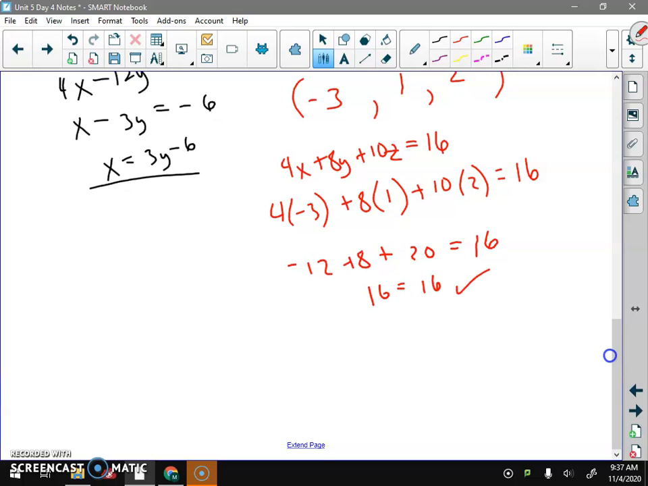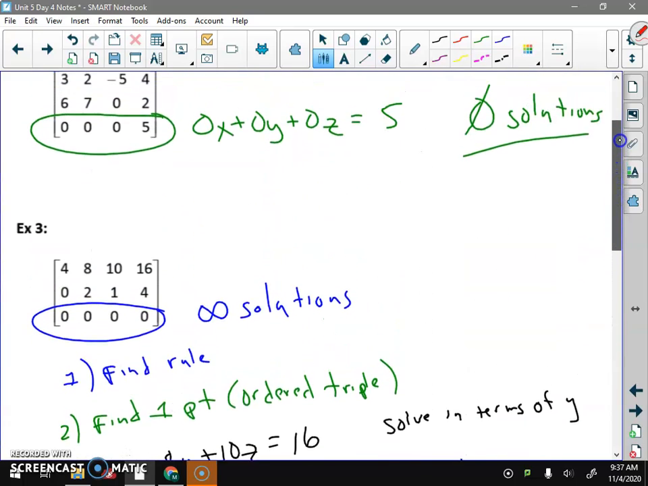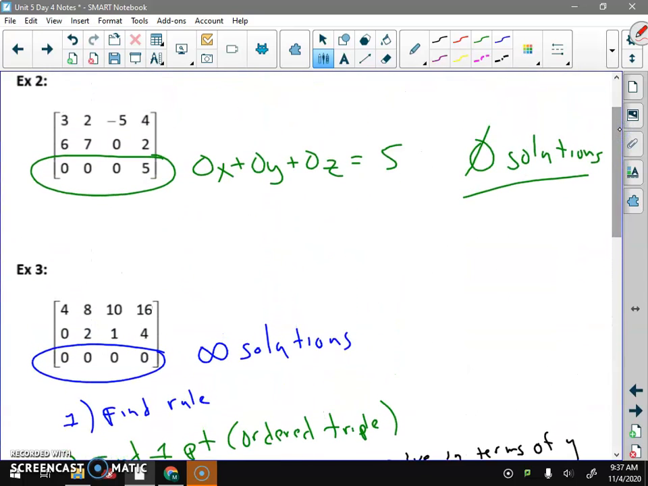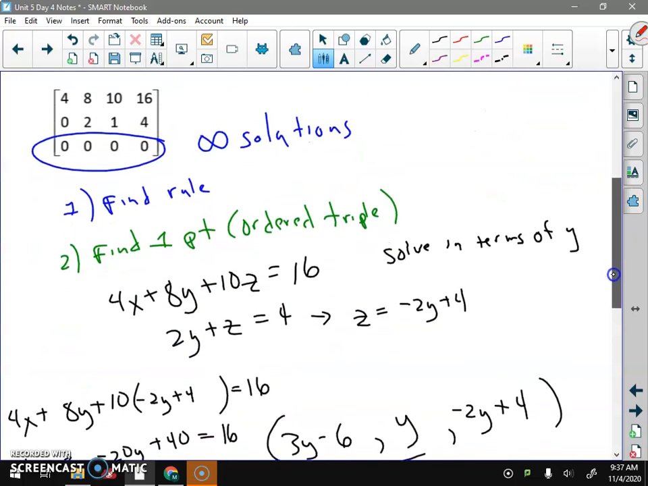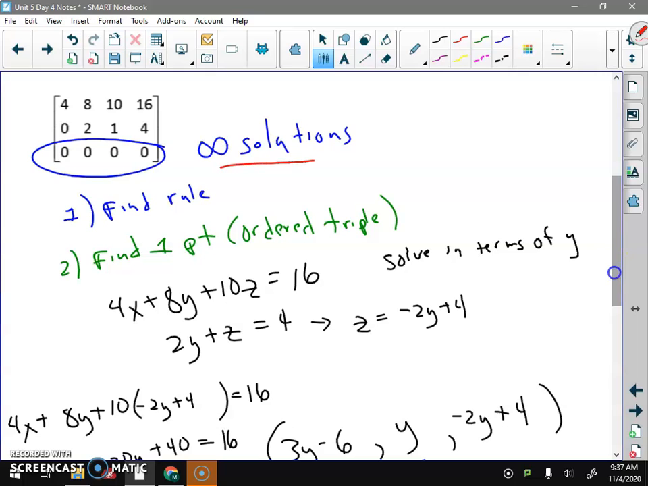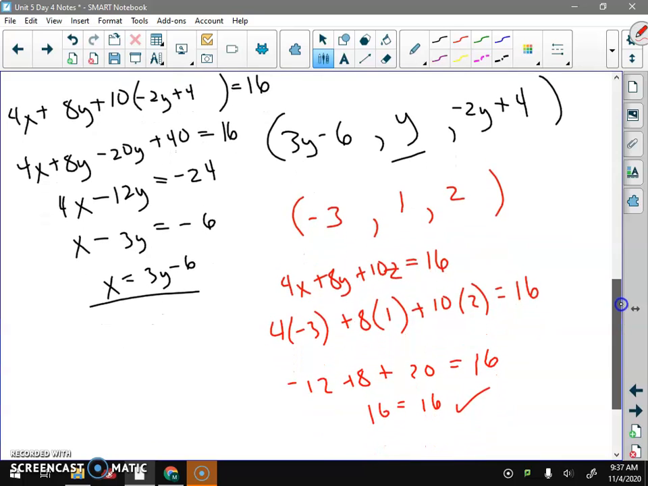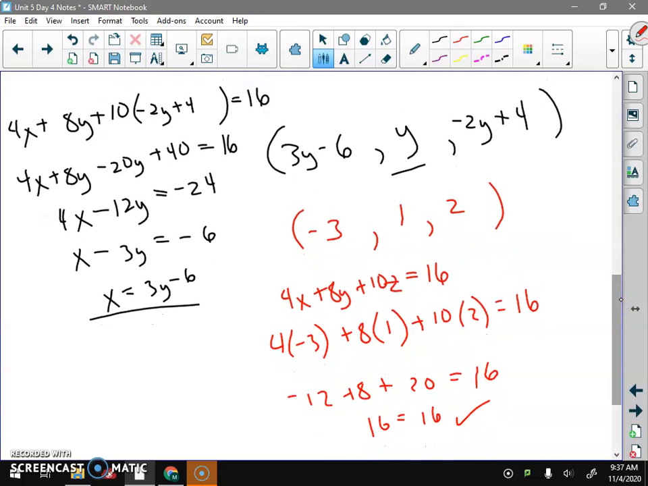So again, special cases, if you get a contradiction, all zeros but a number, no solutions, you're done. If you get a whole row of zeros, it tells you infinite solutions. You have to find the rule in terms of one variable and then give one specific ordered triple. What I also could have done down here, instead of that, I could have put a 0 in for y. That would have made, you tell me, z be 4, and x be negative 6. And again, that would have worked.